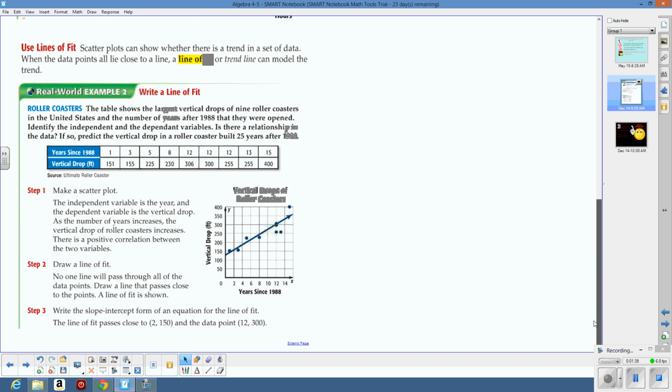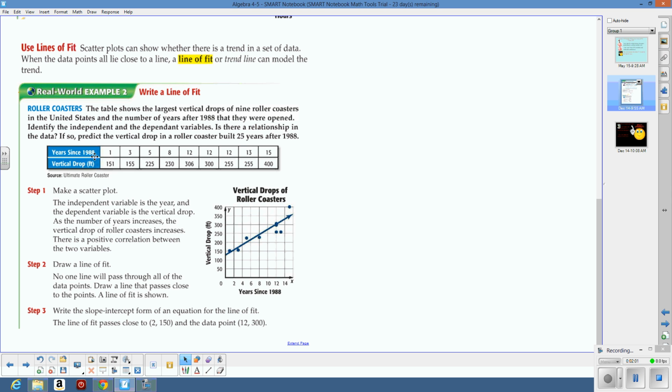In example 2, you're going to write a line of fit. It says the table shows the largest vertical drops of 9 roller coasters in the United States and the number of years after 1988 that they were opened. Identify the independent and dependent variables. Is there a relationship in the data? If so, predict the vertical drop in the roller coasters built 25 years after 1988.